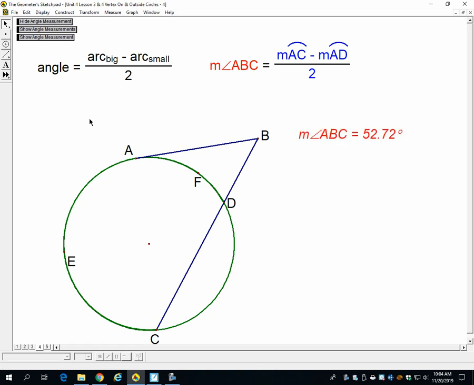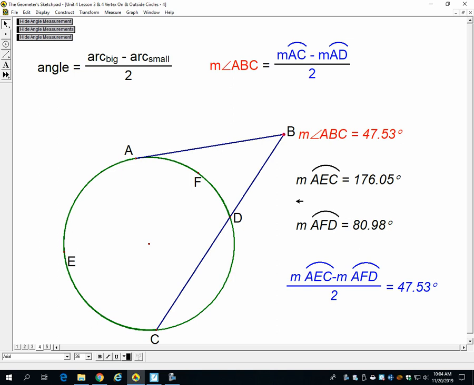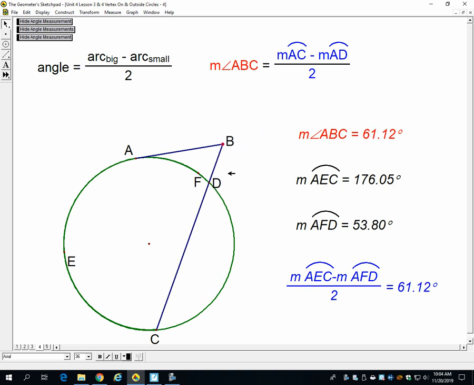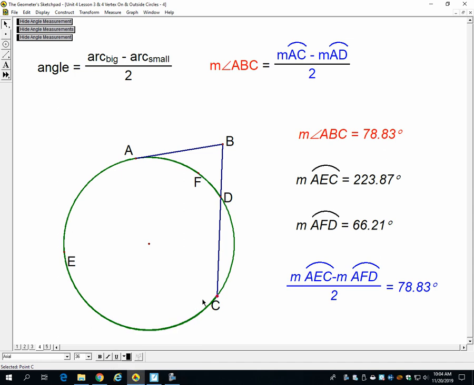And so if I measure my angle, and I measure my two arcs, now I'm going to do the big arc minus the small arc and divide by 2. And my angle is the same size as the resulting subtraction divided by 2. And I can move this around, change the measure of the angle, and those two things are going to be equal no matter where I put this. So it looks different than the other one, but the relationship still holds.